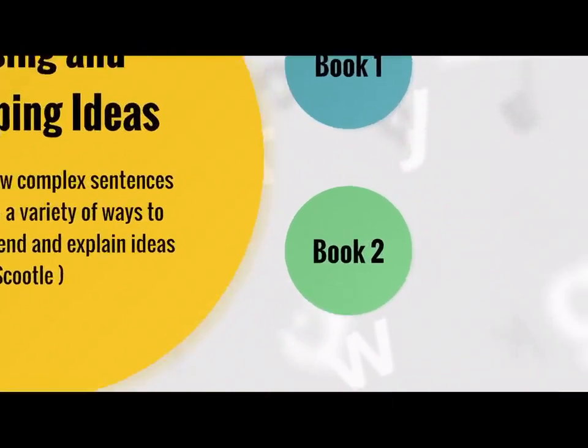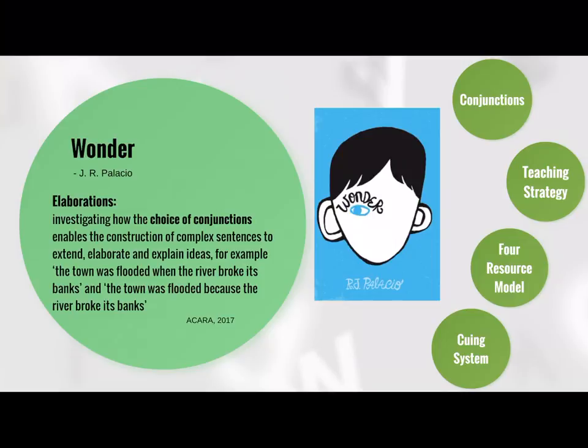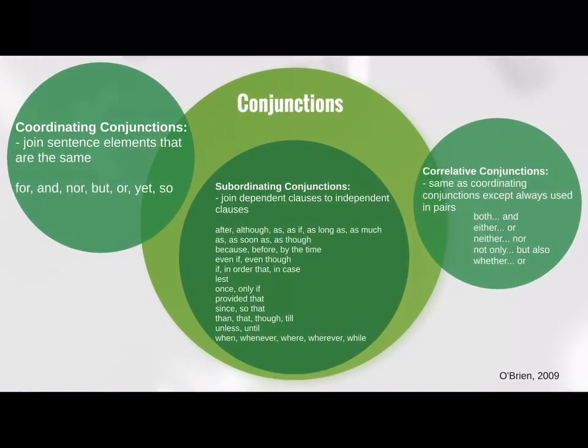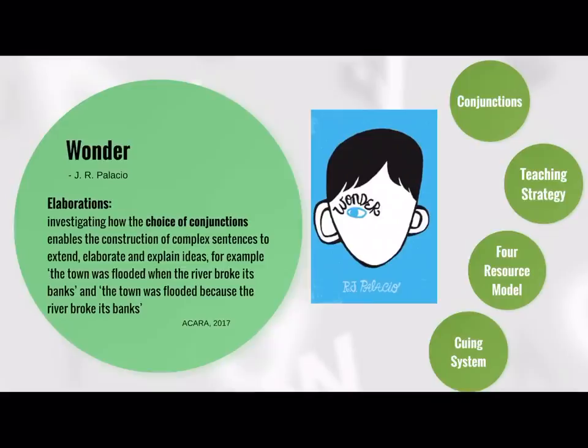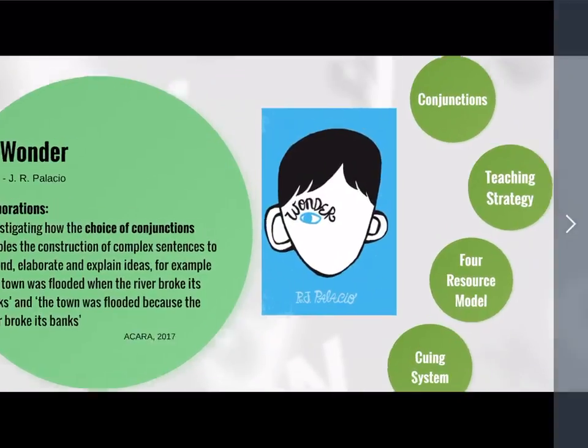The second book, Wonder, could also be used to teach about the choice of conjunctions. Important for this teaching strategy is to know that there are 3 types of conjunctions. The first being coordinating conjunctions, which join sentence elements that are the same. The second type are subordinating conjunctions, which join dependent clauses to independent clauses. And the third type are correlative conjunctions, which are the same as coordinating conjunctions, except that they are always used in pairs. A suitable teaching strategy would be doing a word sort.